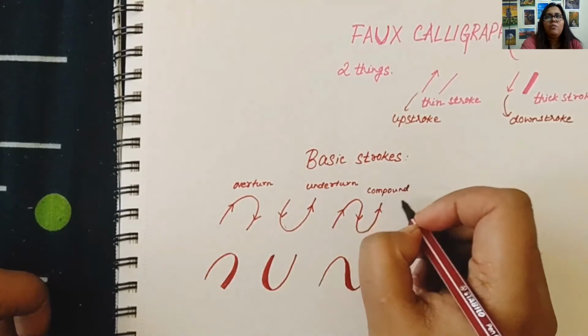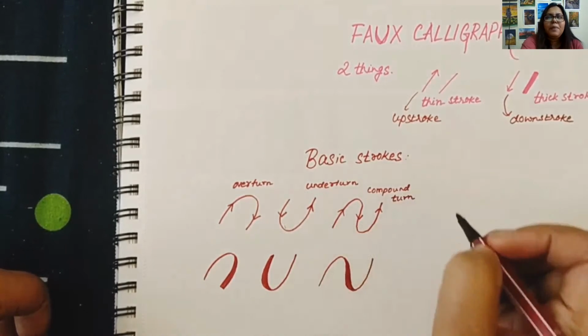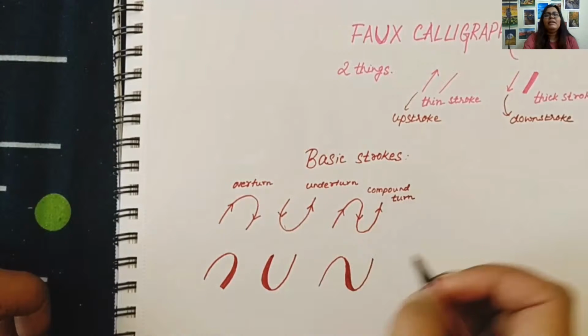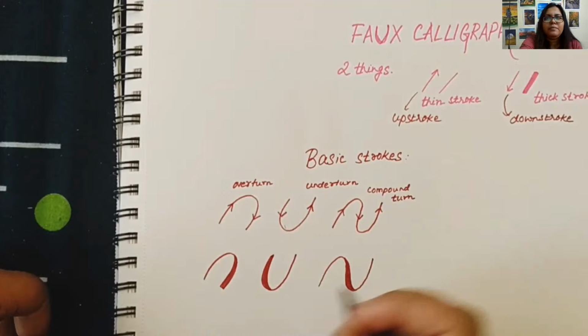This is called a compound turn. Okay. Why a compound turn? Because it is a mixture of overturn and underturn. Just see the similarities. Wherever the arrow is pointing downwards, only those strokes we have darkened. Wherever the arrow is pointing upwards, that part is left thin as it is. Everybody getting it? There should not be any doubts here. All right. Let us move on to the next one. The next turn. Let us move on to the next turn now.